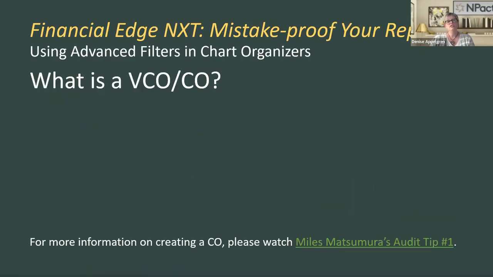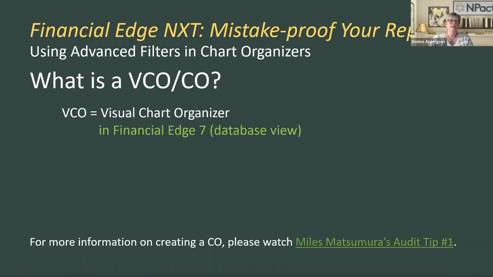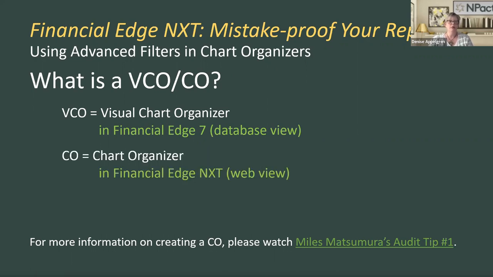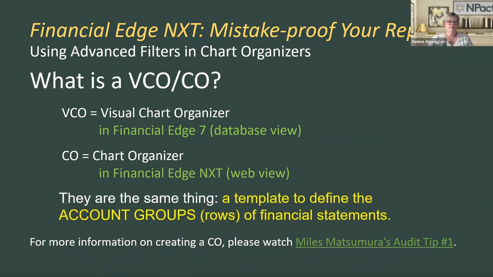First, I want to just talk a little bit briefly about what a VCO or a CO is. A VCO, or Visual Chart Organizer, is in Financial Edge 7, the database view of the NXT platform. And a CO is a chart organizer in the Financial Edge NXT web view. They're the same thing, a template to define the account groups or rows of financial statements.